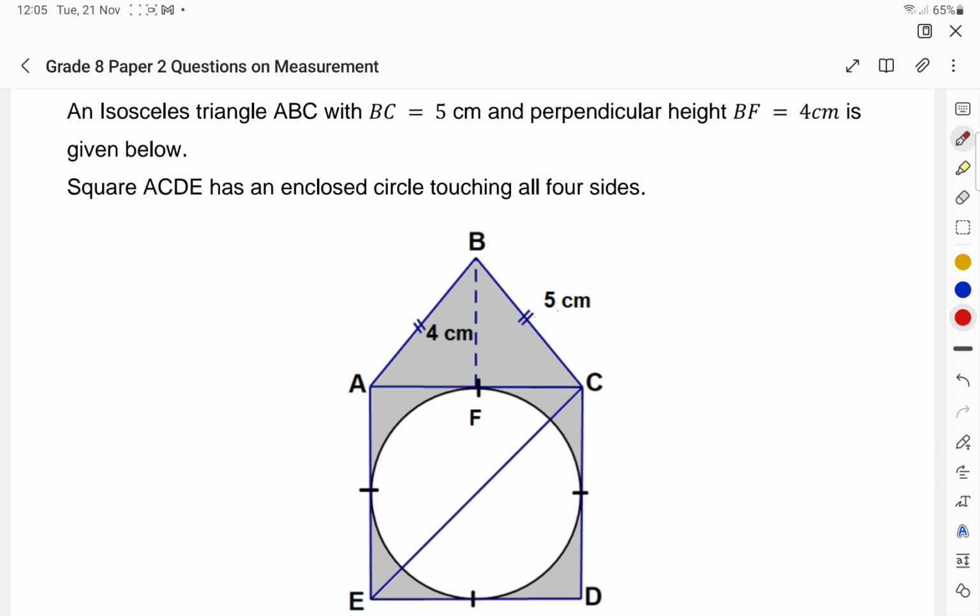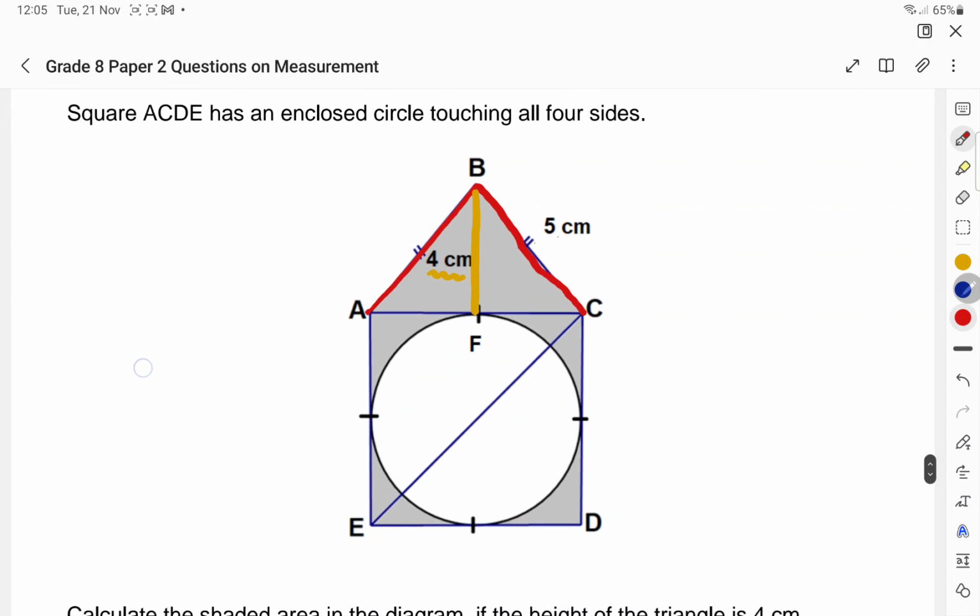We are almost done. Okay, an isosceles triangle. So what does that mean? It means that this one is 5 as well as that side is 5. An isosceles triangle ABC with BC is 5 centimeters and perpendicular height BF is 4 centimeters. So they tell me that this BF over there is the height, which is 4. Square ACDE has an enclosed circle touching all sides, just meaning there's no space left there.